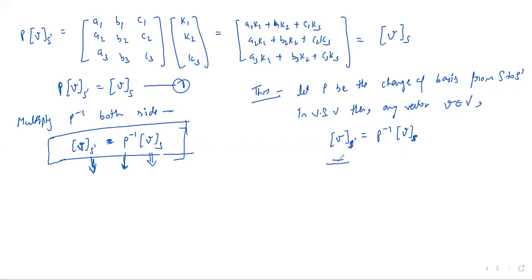So we don't have to do all that work that we did earlier, where we had to write it as a linear combination and then find the values of the constants. We just have to find P inverse and multiply it by the coordinates of the vector. Now there is another important result.